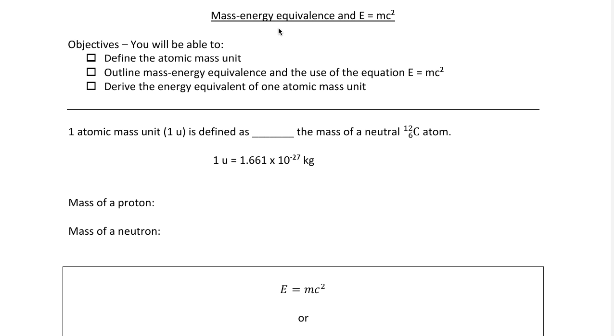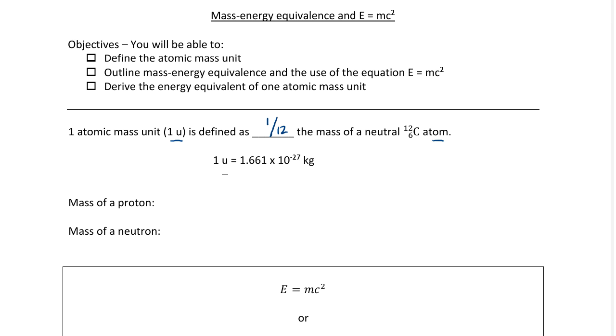This lesson's about mass energy equivalence and the famous equation E equals mc squared. Here are the objectives. Let's start with an atomic mass unit and defining that. One atomic mass unit, which is given the symbol 1 u, is defined as exactly 1/12 the mass of a neutral carbon-12 atom, including the electrons, so it's a full atom.